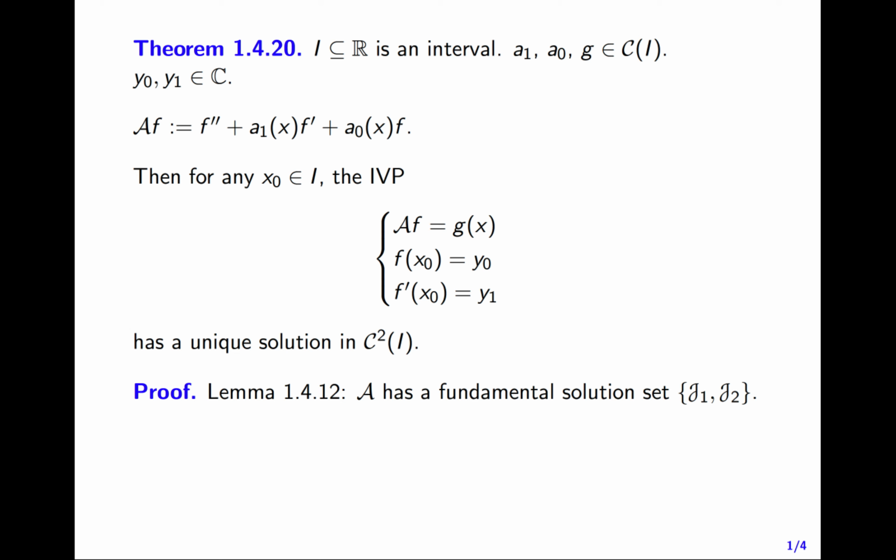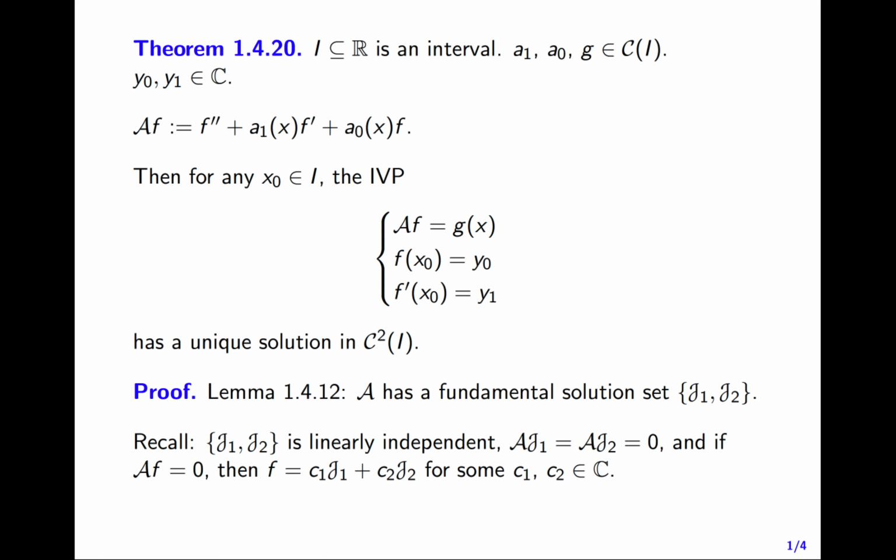Lemma 1.4.12 tells us that A has a fundamental solution set consisting of the functions j1 and j2. By this I mean the set j1 and j2 is linearly independent. j1 and j2 solve the homogeneous problem, so A on j1 is equal to A on j2 equals 0. And j1 and j2 span the kernel of A in the sense that if A on f equals 0, then f is equal to c1 times j1 plus c2 times j2 for some constants c1 and c2 in the complex plane.